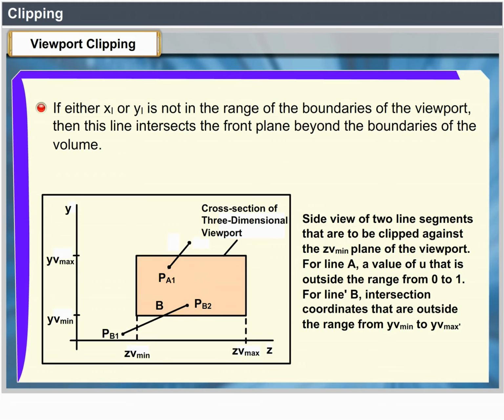This figure shows a side view of two line segments that are to be clipped against the zv min plane of the viewport. For line A, we have a value of u that is outside the range from 0 to 1. For line B, we have intersection coordinates that are outside the range from yv min to yv max.